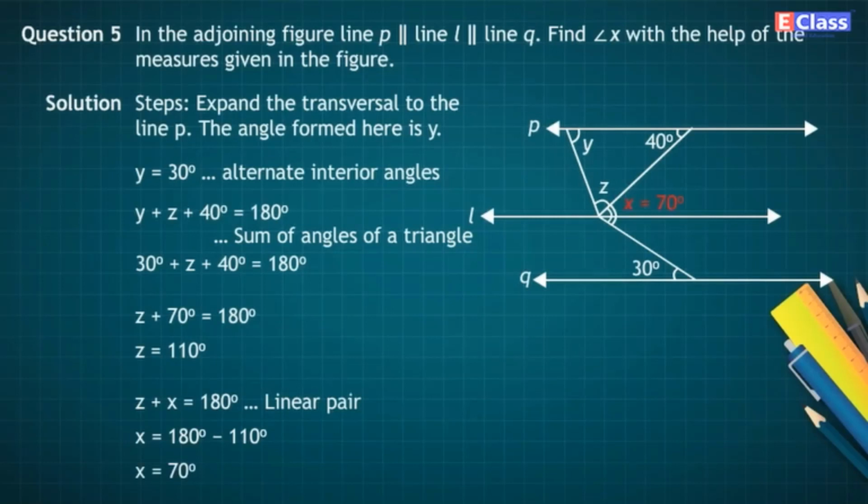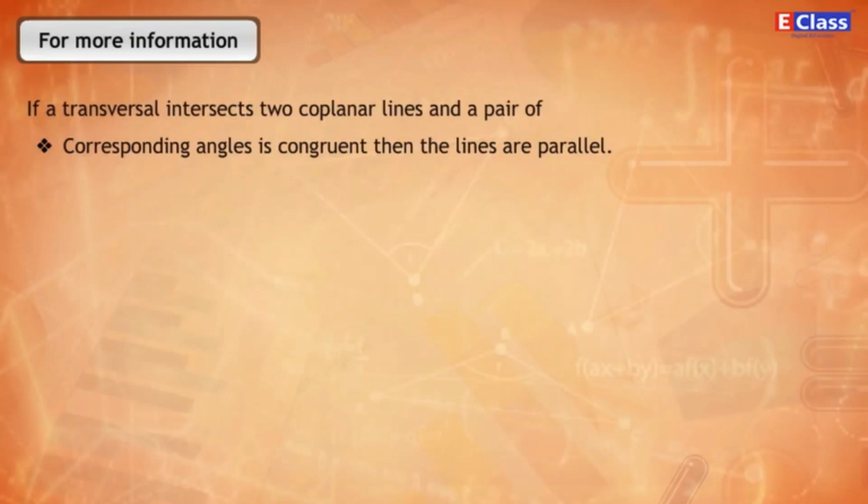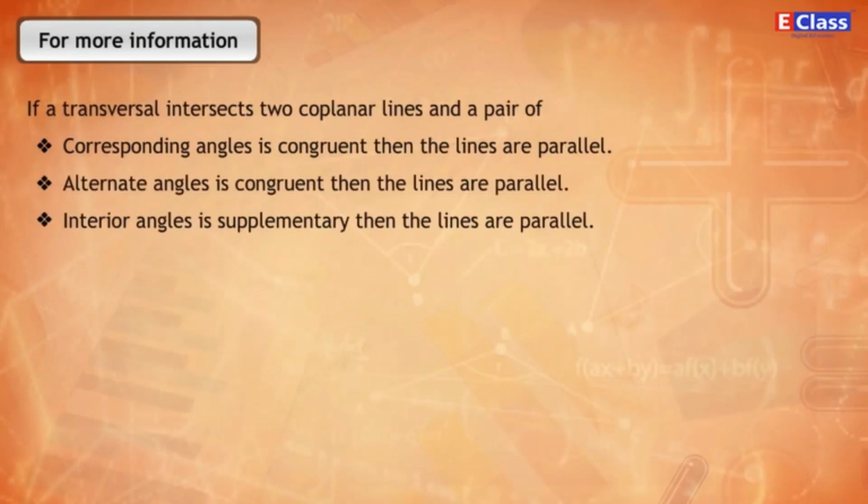For more information, if a transversal intersects two coplanar lines and a pair of corresponding angles is congruent, then the lines are parallel. If alternate angles are congruent, then the lines are parallel. If interior angles are supplementary, then the lines are parallel.